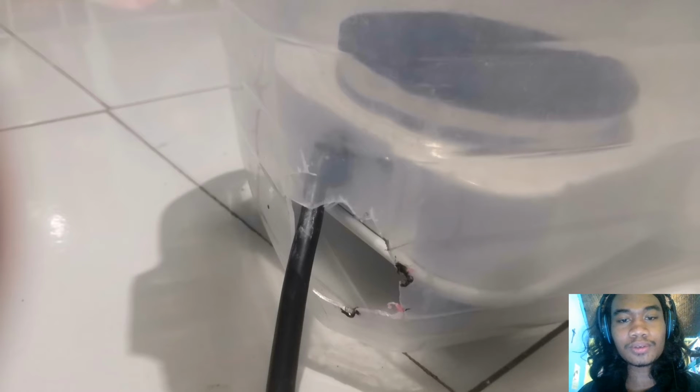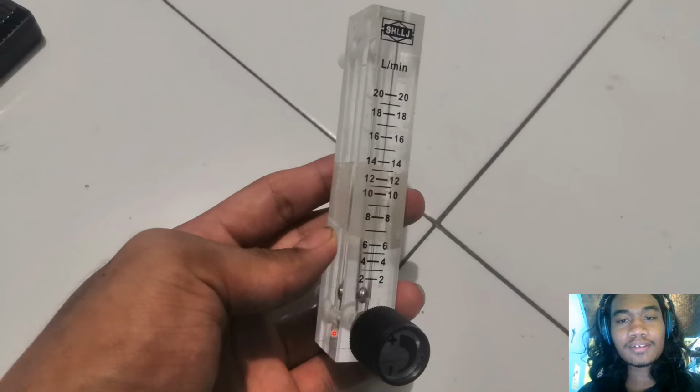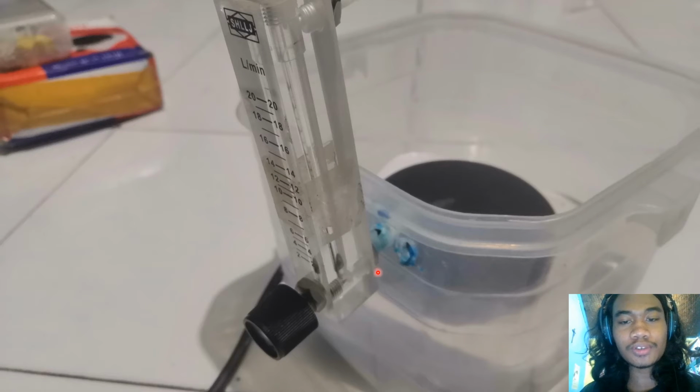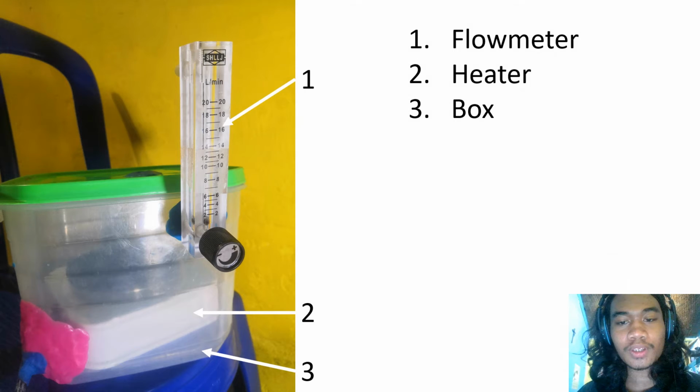And this is the flow meter that we use. We'll use hole B as the place for the flow meter, and the other holes we'll close with paraffin. Hole A here and hole C here, we close with paraffin. This is the whole assembly that we have done: the flow meter, the box, and the heater inside it.